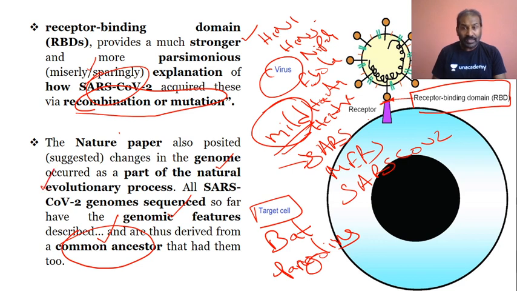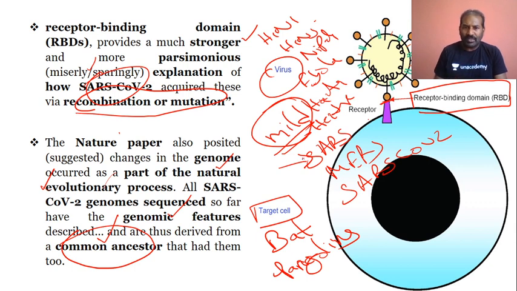If you look at it, it is a natural evolution process wherein most of the genome features are derived from the common ancestor itself. There are mild changes, but the main genome sequencing is from the common ancestors.